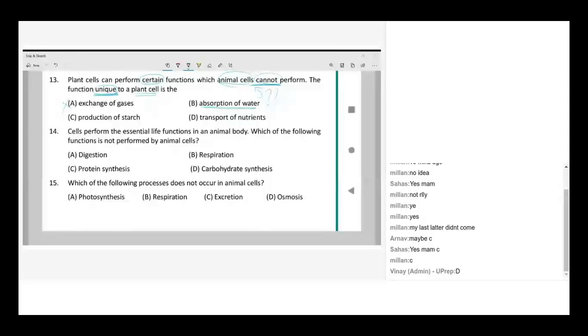No animal cell can absorb water by itself. They have to go for ingestion. Ingestion means what?